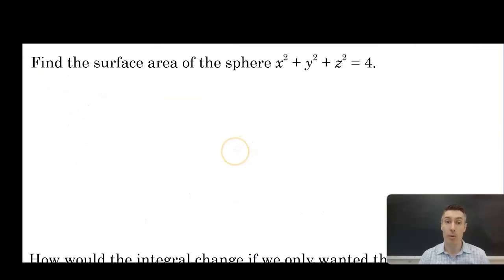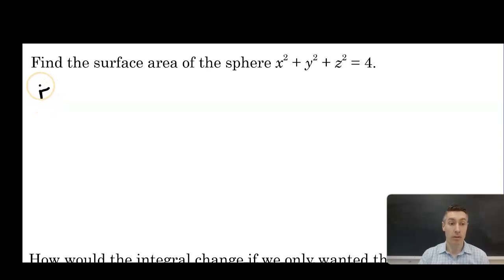So let's do another example where we know the answer. Find the surface area of the sphere x squared plus y squared plus z squared equals 4. Surface area is 4 pi r squared. R is 2, so 4 times 4, so we should expect to get an answer of 16 pi. Now let's go through the process of doing this parametrically.